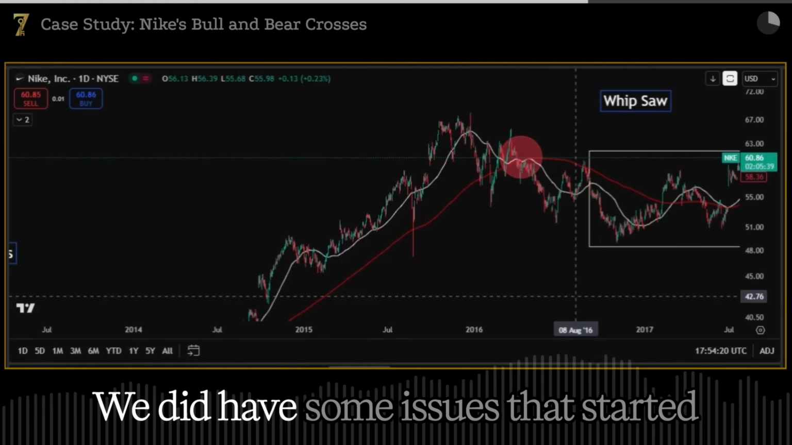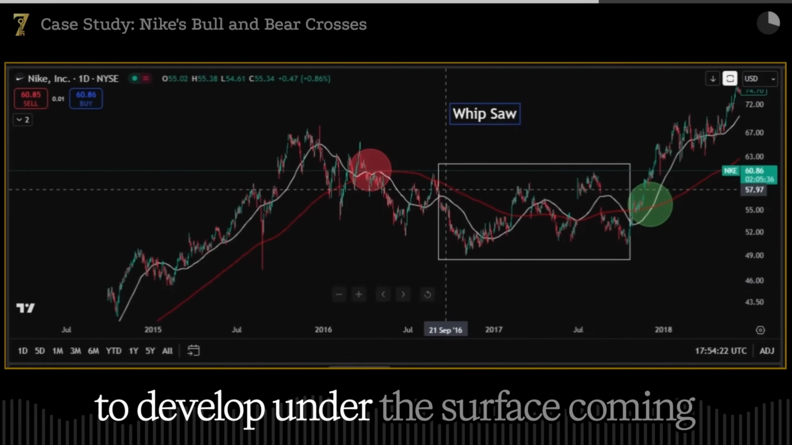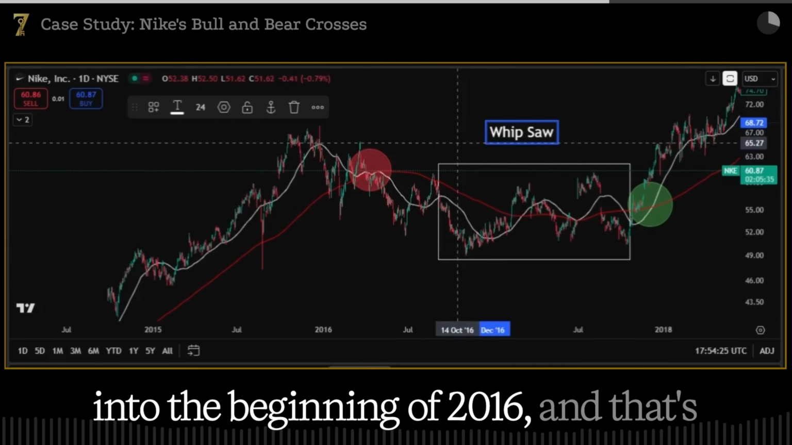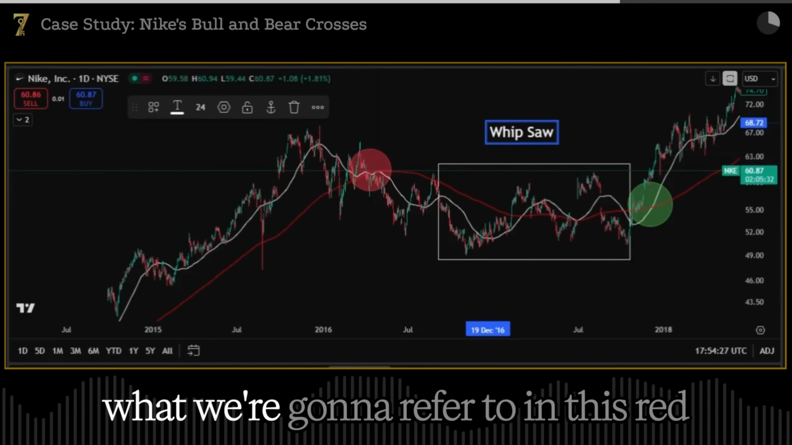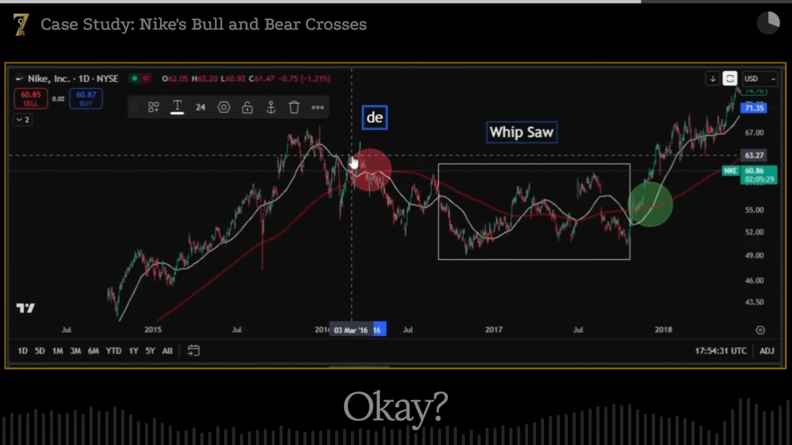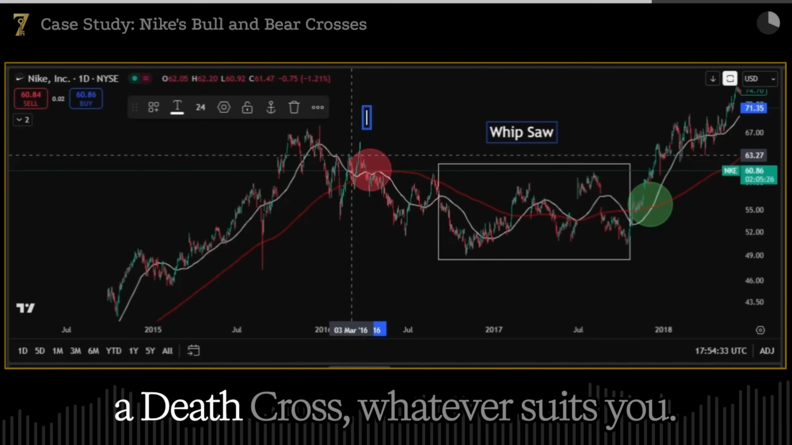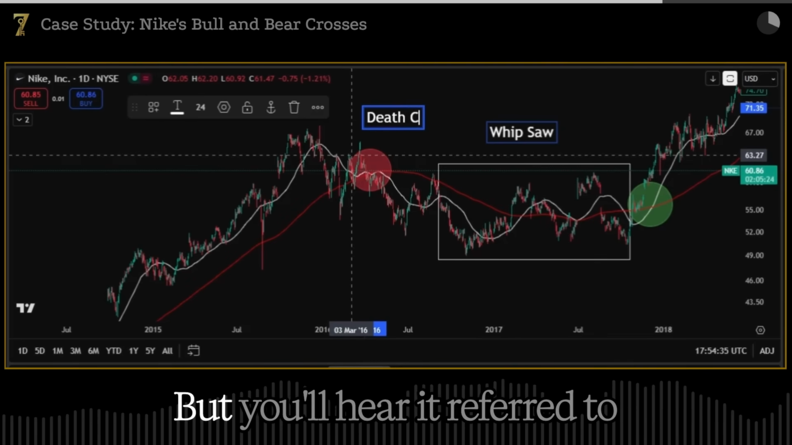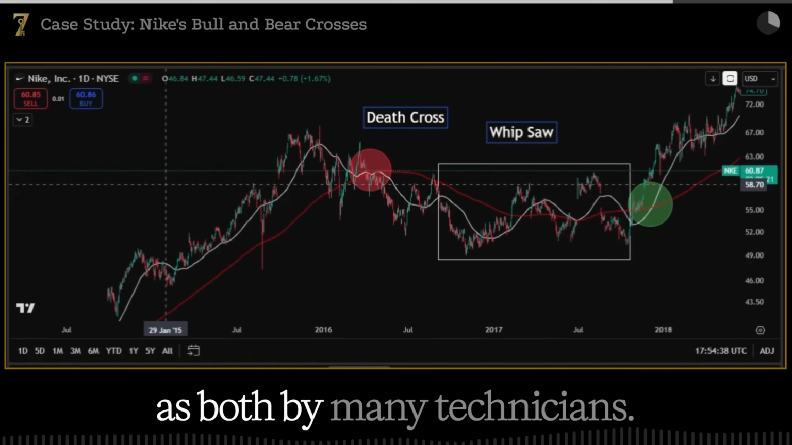But we did have some issues that started to develop under the surface coming into the beginning of 2016, and that's what we're going to refer to in this red circle right here as our death cross, okay? And you can call it a bear cross, a death cross, whatever suits you, but you'll hear it referred to as both by many technicians.